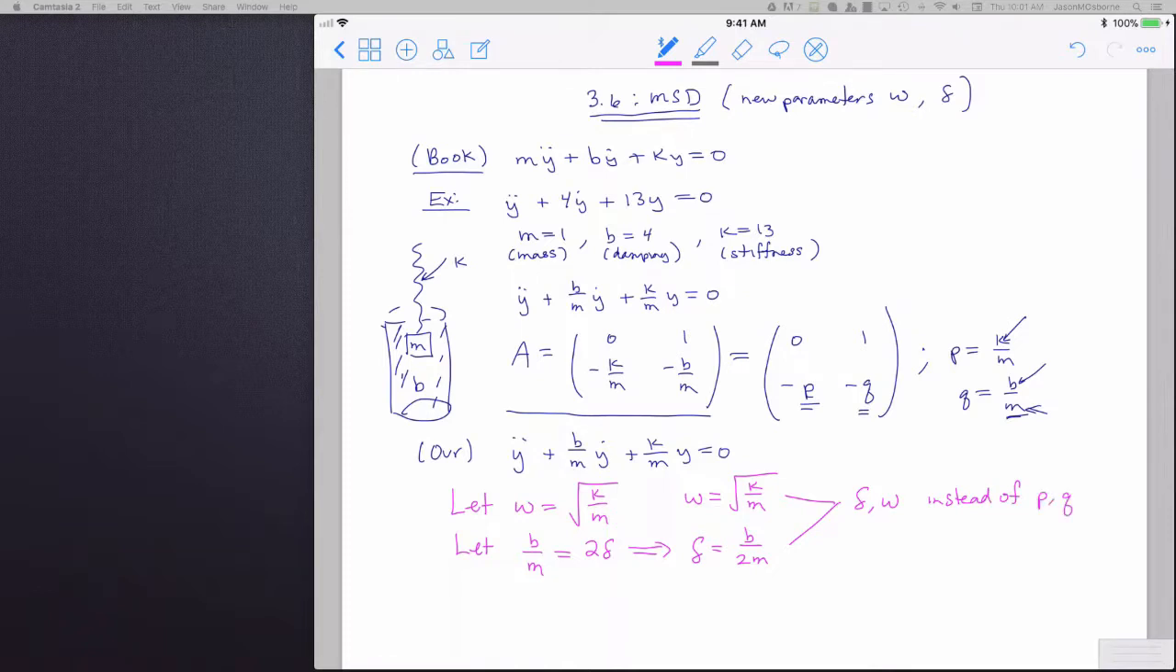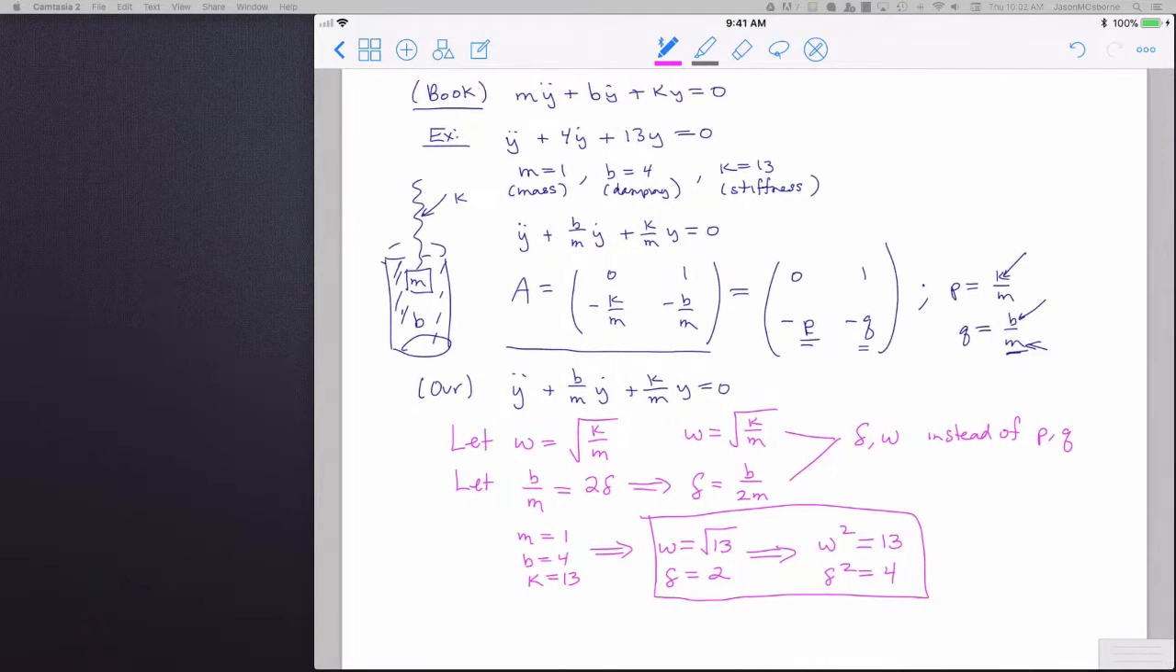Okay, so for this example, if the mass is 1, B damping is 4, and K is 13, then this will tell us that omega is going to be the square root of 13, and delta is going to be equal to 2. And what's going to be really interesting to see is that it's not omega and delta that we'll find show up in the formulas that we're going to need. It's going to be omega squared, which is 13, and delta squared, which is equal to 4.